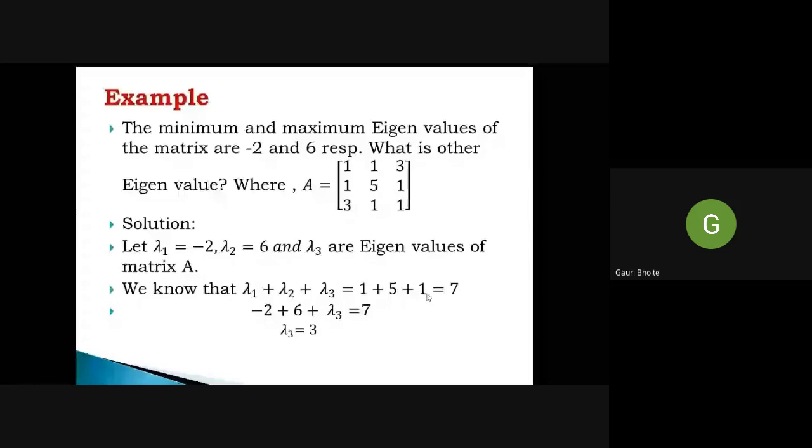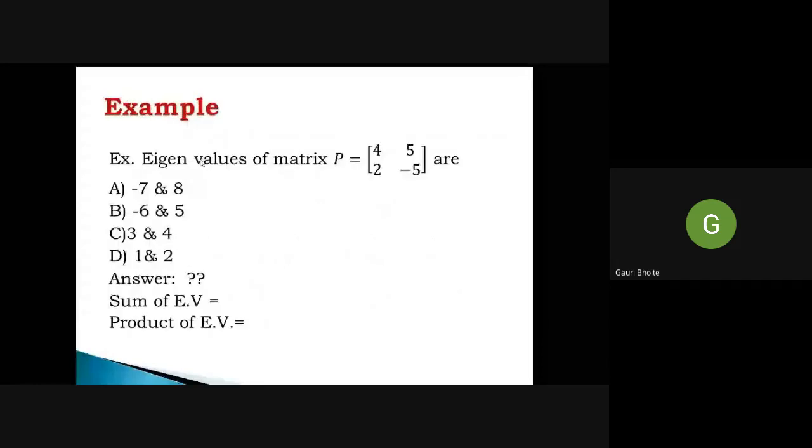Now next, find the eigenvalues of matrix P, where matrix P is 4, 5 in the first row, 2, -5 in the second row. Options are given to you. First A is -7, 8; then -6, 5; then 3, 4; and 1, 2. Find the eigenvalues. The hint is given: use the trick of sum of eigenvalues and product of eigenvalues. Okay. So find the eigenvalues of the matrix.